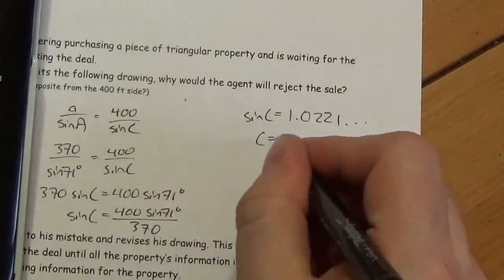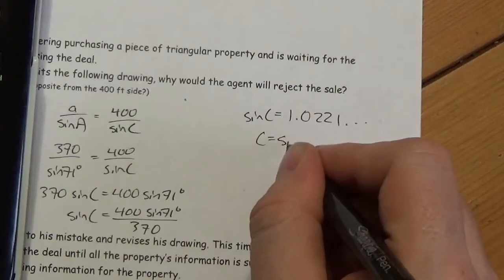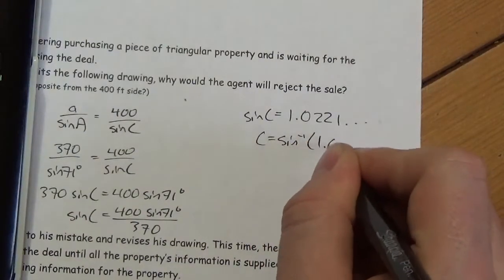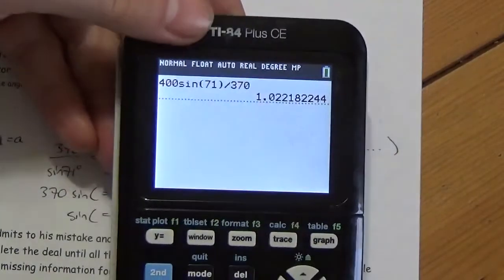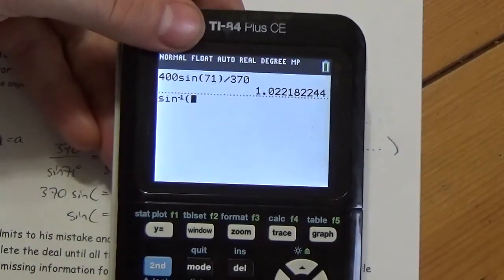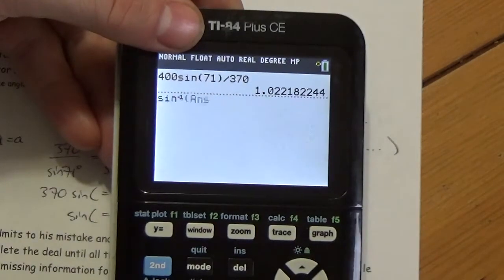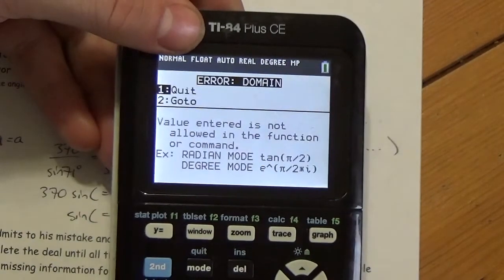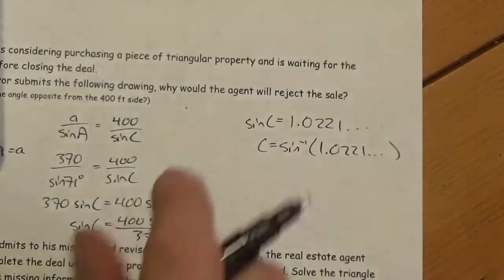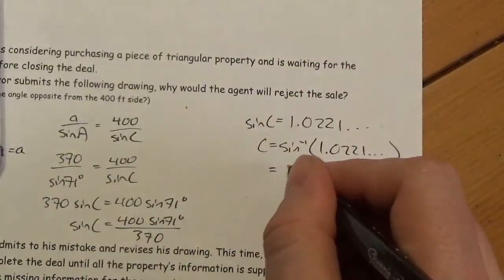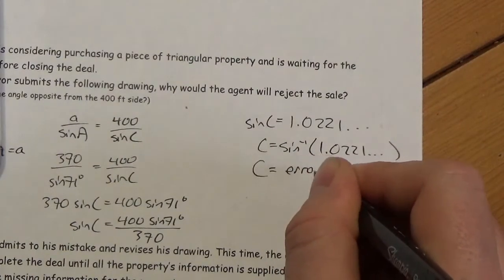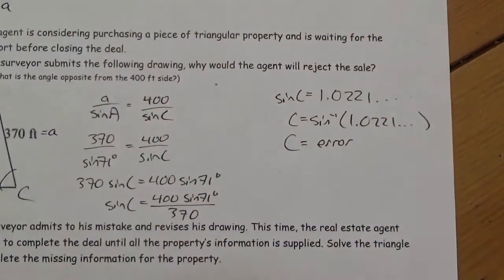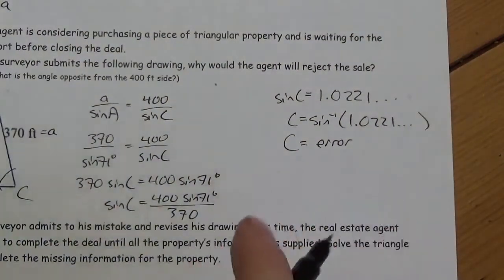So C is supposed to be the inverse sine of 1.0221. So now we go to our calculator and we get second sine, inverse sine of that answer. Oh, and we get an error. So this is an error here. Oh, and there's the issue right there.